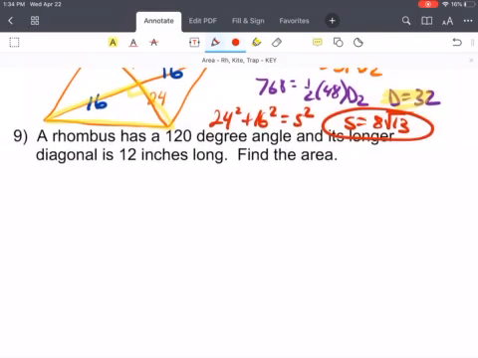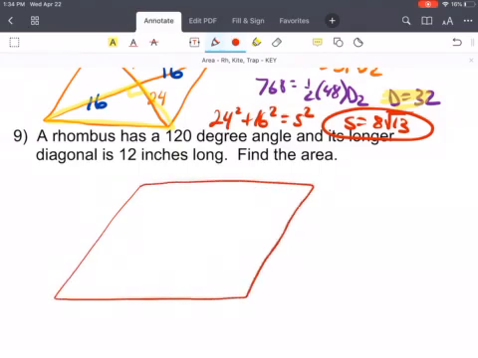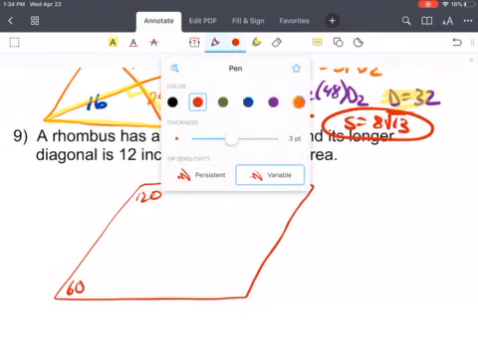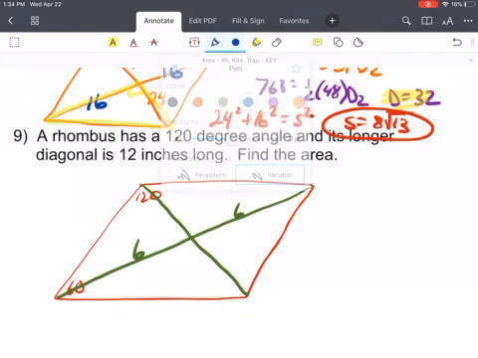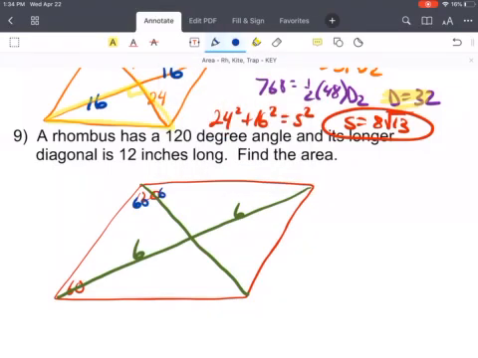A rhombus has a 120-degree angle, and its longer diagonal is 12. If this is 120, the other angle has to be 60, which means 12 must be across from the 120-degree angle. So when I bisect this, I get 6 and 6. And this is a 60-degree angle, and this is a 30-degree angle.